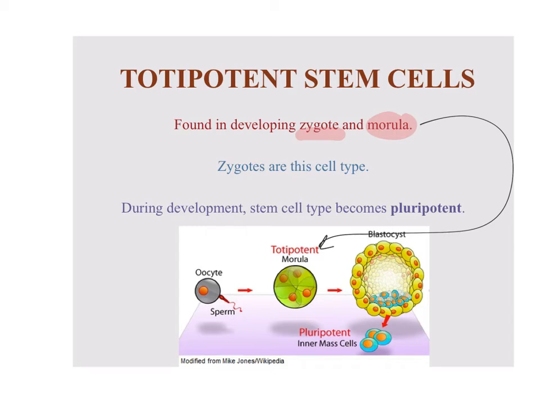And during development, so as you can see even in this little diagram, the stem cells become less potent, they have less potential to develop into other cell types. So even moving from the morula to the blastocyst's inner cell mass, so not the blastocyst itself, those stem cells are now pluripotent. So they've lost some potential to become all cell types.